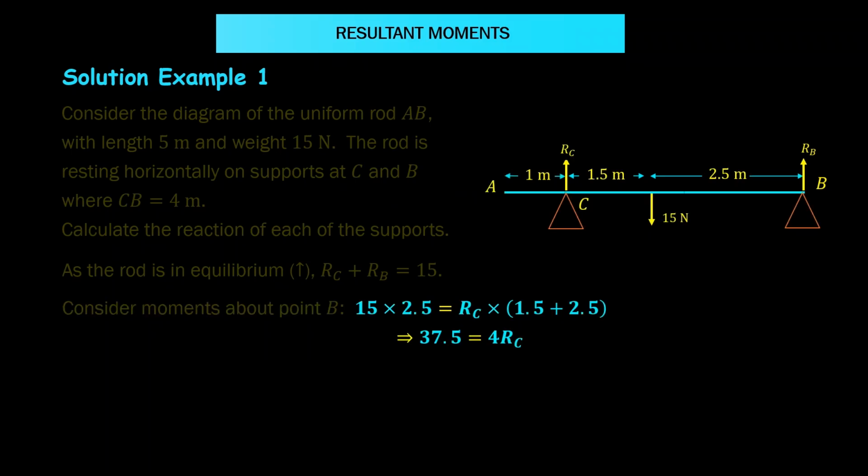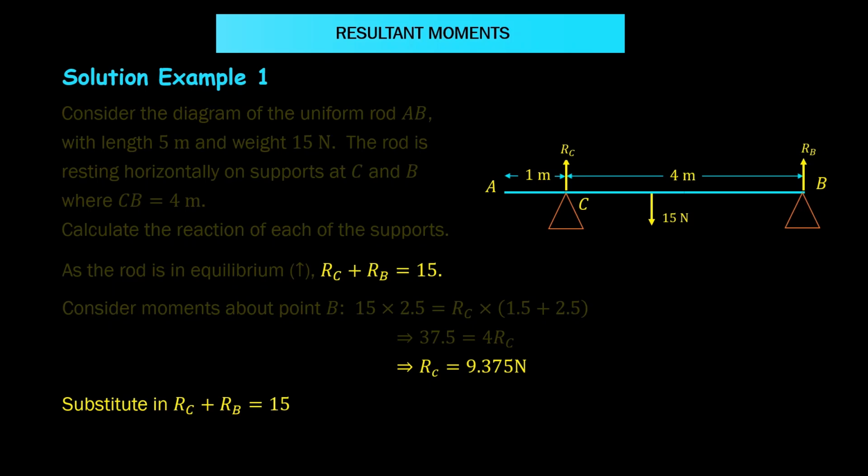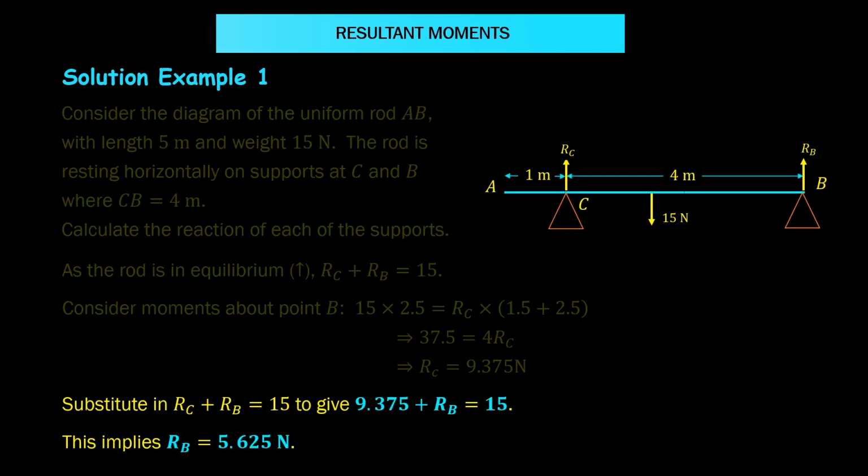And then solving for RC gives us that RC equals 9.375 newtons. If we now substitute this into RC plus RB equals 15, we have that RB equals 5.625 newtons.